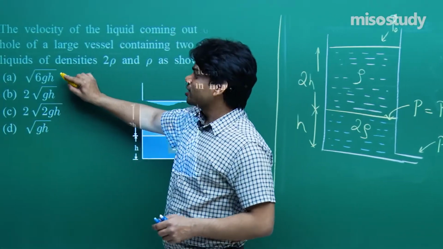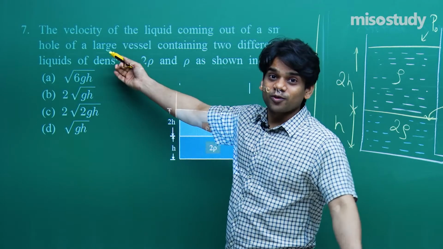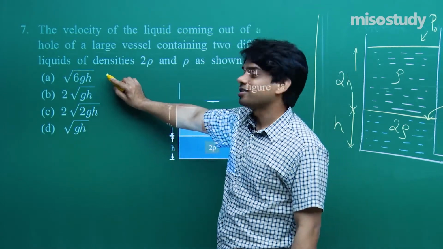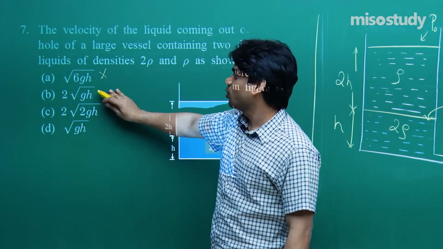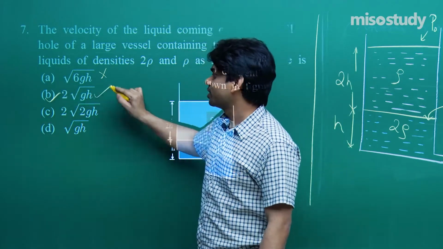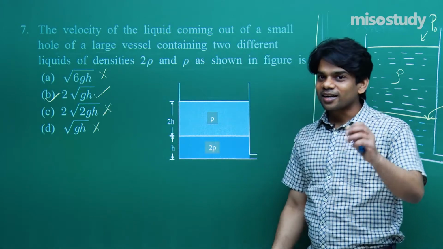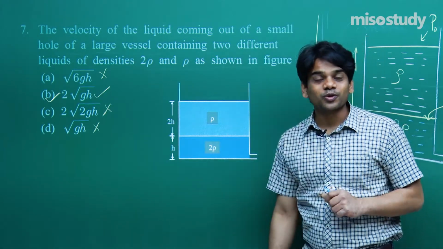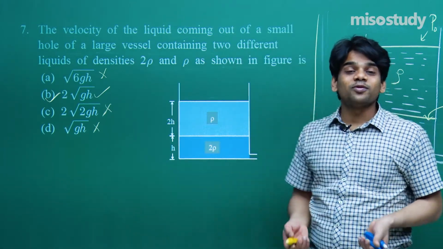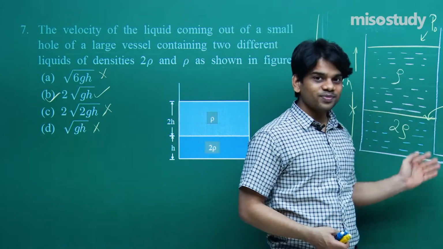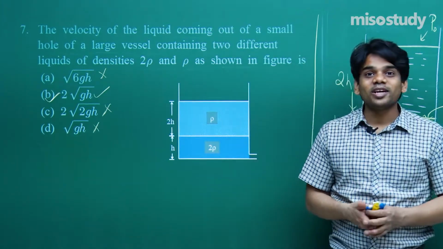Root 6gh is the common mistake that a student makes. If you do not know the method, you are going to mark this, and that will be incorrect. 2 under root gh is the right answer we have reached. Hope that in the efflux case you have understood how to proceed, and if there are 3 liquids, 4 liquids, proceed accordingly as I have discussed. I hope that now you will be having the idea.